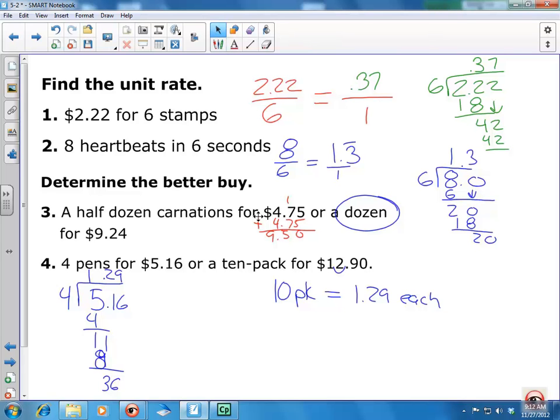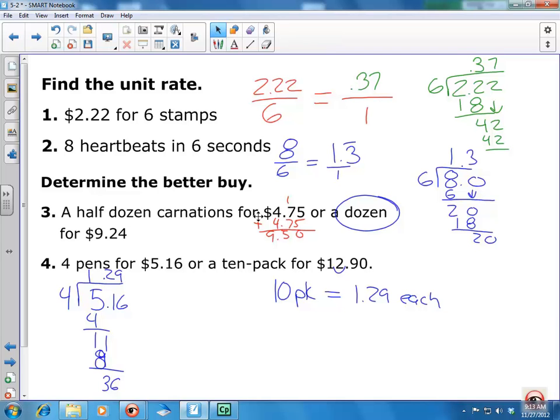So which is a better buy? Well, they're equal. In this case, there's not a better buy. They're equal. It doesn't give you any stipulations about how much money you have. It doesn't matter about any of that. Okay? All it's taking into consideration is which one is cheaper per item. These are the same price per item.